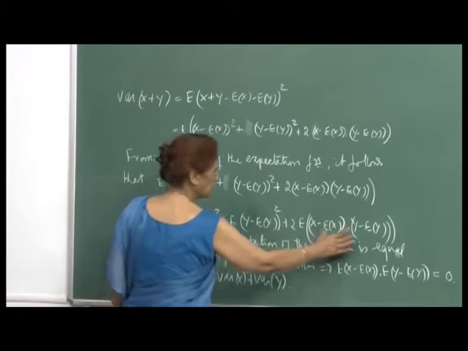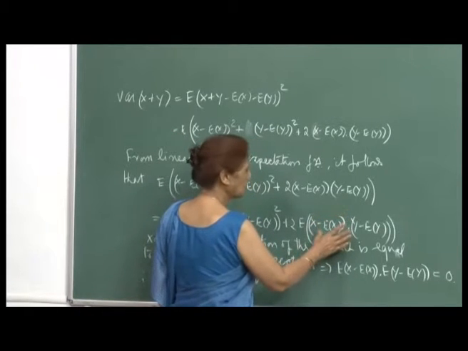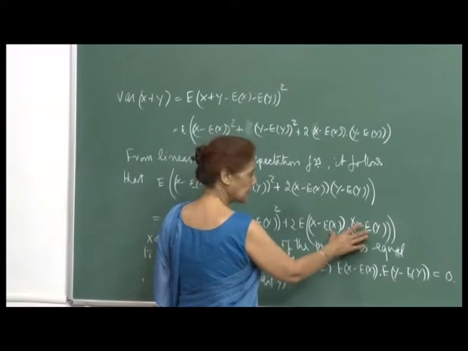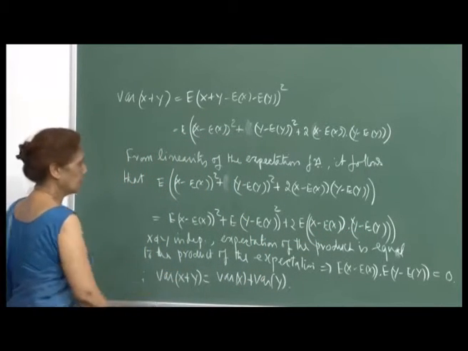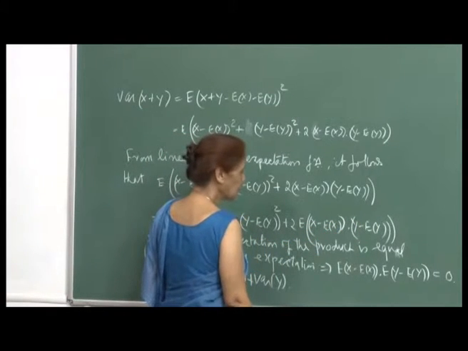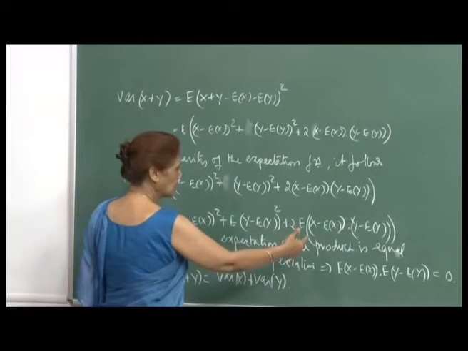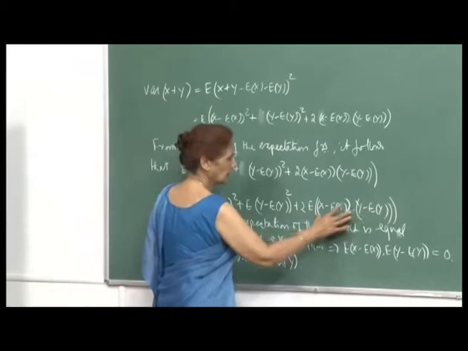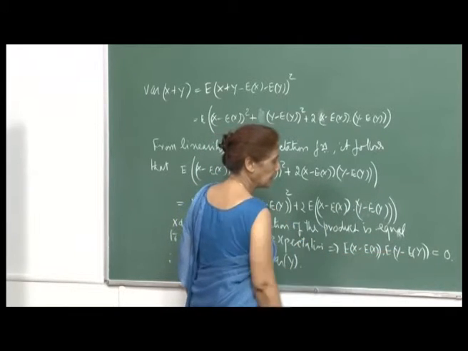Now, this is the place where I will use the independence of x and y, because if x and y are independent, then x minus E x and y minus E y are also independent, this being a constant. So, it can immediately be concluded that if x and y are independent, then x minus E x and y minus E y are also independent. Therefore, the expectation of the product is equal to the product of the expectations, and therefore, the expectation of this product is equal to expectation of (x minus E x) into expectation of (y minus E y).